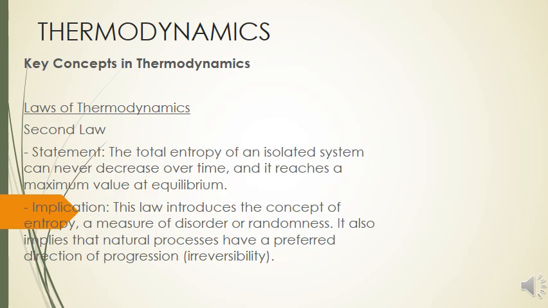The second law states the total entropy of an isolated system can never decrease over time, and it reaches a maximum value at equilibrium. The implication of this is that it introduces the concept of entropy, a measure of disorder or randomness. It also implies that natural processes have a preferred direction of progression, that is, irreversibility.